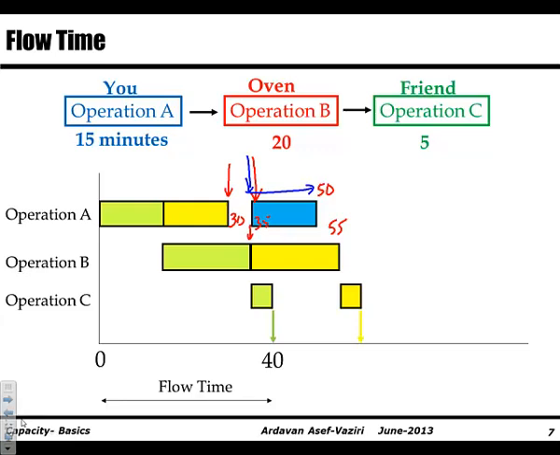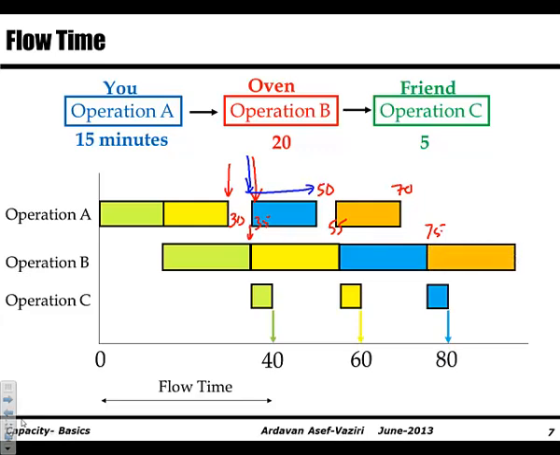Now, the oven at 55 is available. You put the next batch in. And then you will start the fourth batch and you are done at minute 70. But you need to wait until minute 75 for the oven to be done. At 75, your friend takes the batch out and you can put the next batch in. Your friend completes the job at minute 80 and then the last batch is done at minute 100.